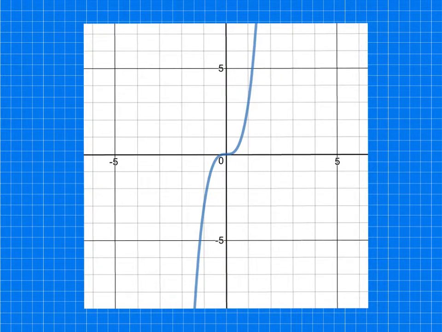Our normal cubic, this is the cubic graph, by the way, would go over 1 and up 1. This one doesn't. This one instead goes up 3. So that means that a equals 3. So our graph here, because our locator point, our h, k, is 0, 0, this is just going to be y equals a, 3 for a, and then x to the third.